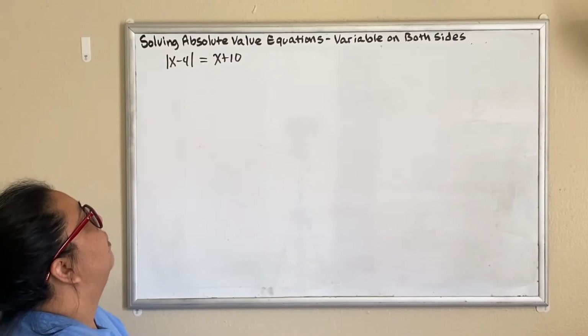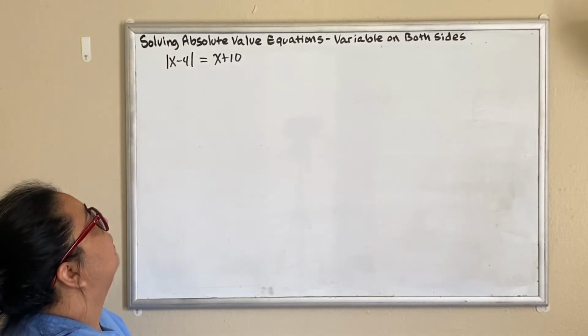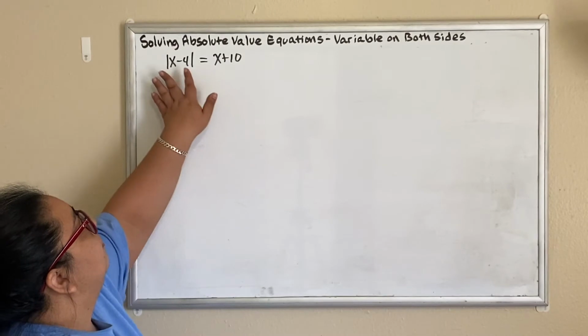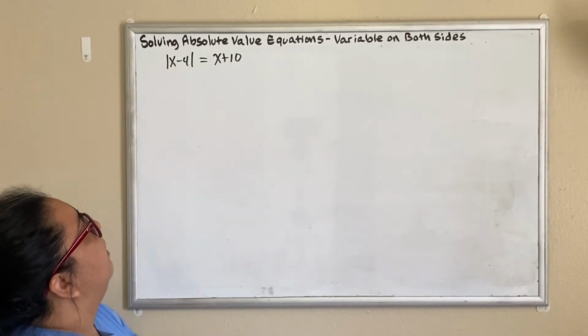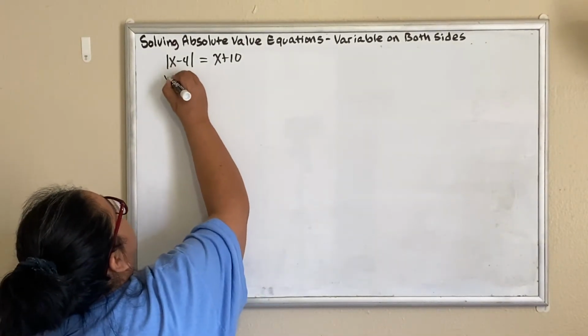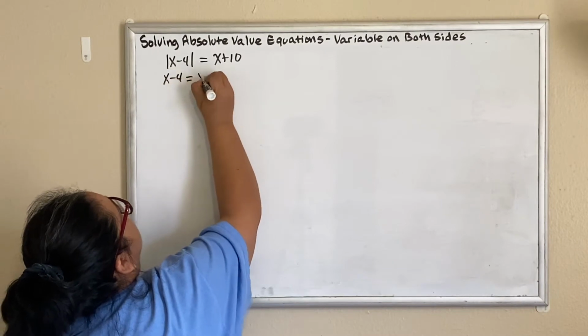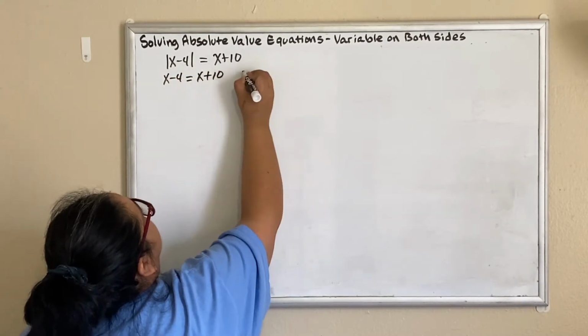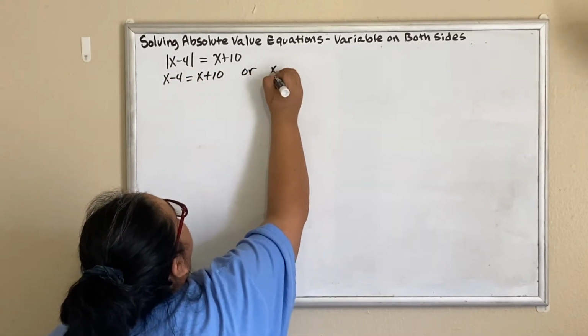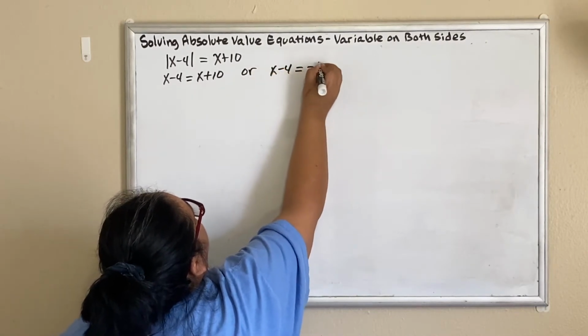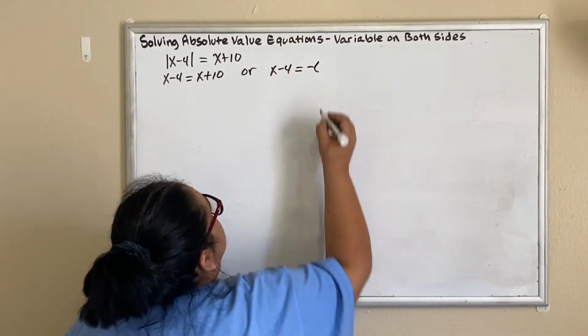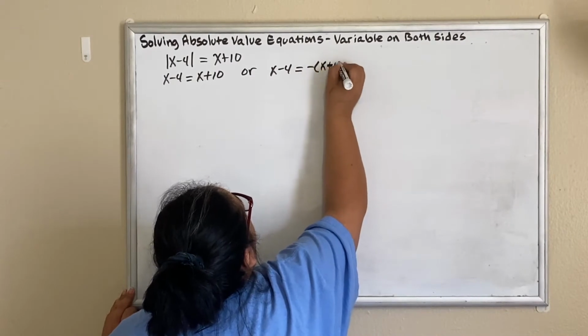Okay, so here we have our first example. We have the absolute value of x minus 4 equals x plus 10. So our absolute value is isolated, so we can go ahead and make two equations. My first equation is going to be x minus 4 equals x plus 10, just the same thing. My second equation is going to be x minus 4 equals, and I'm going to put a negative and open a parentheses and then put x plus 10 in there.